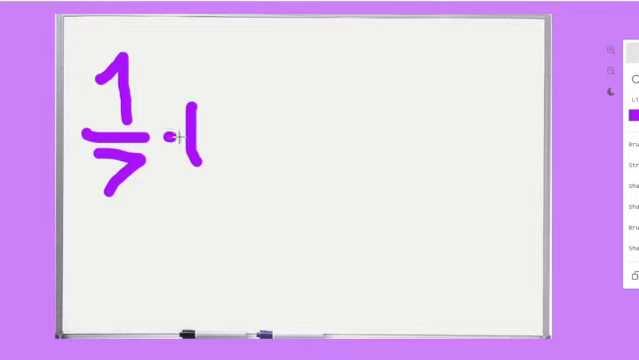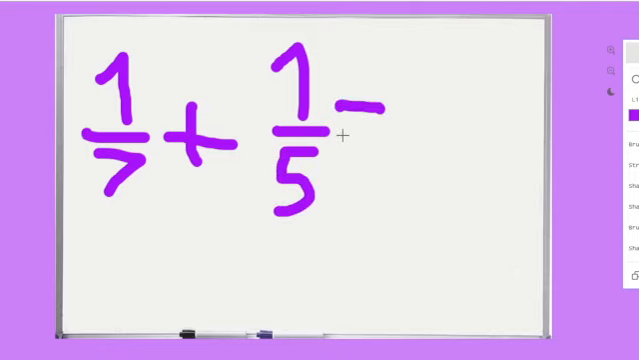Time to clear the board here. Let's wait for the next question to come. This is interesting. Oh, 1 out of 7 plus 1 out of 5. And this isn't like you just add both of these and put it here, add both of these, put it there. No, it's not how it works.